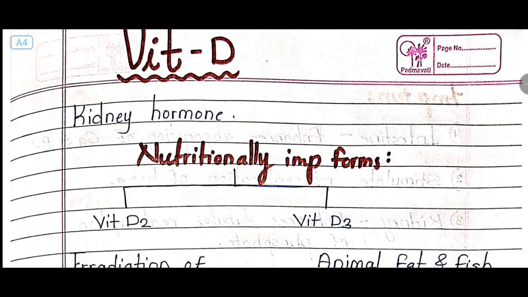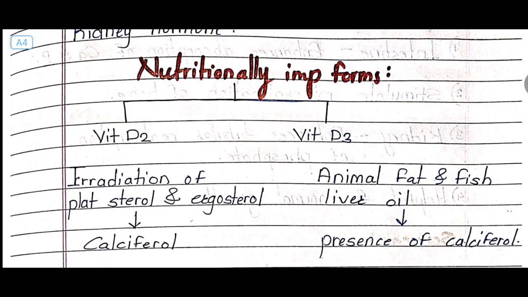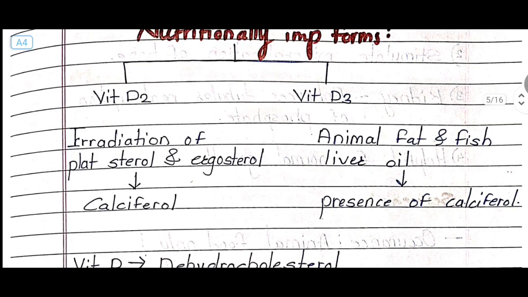Next vitamin is vitamin D. We also call that vitamin the kidney hormone. Nutritionally important forms of vitamin D are vitamin D2 and vitamin D3. Vitamin D2 is formed by the irradiation of plant sterol and ergosterol into calciferol, and vitamin D3 is formed from animal fat and fish liver oil, converting into calciferol.